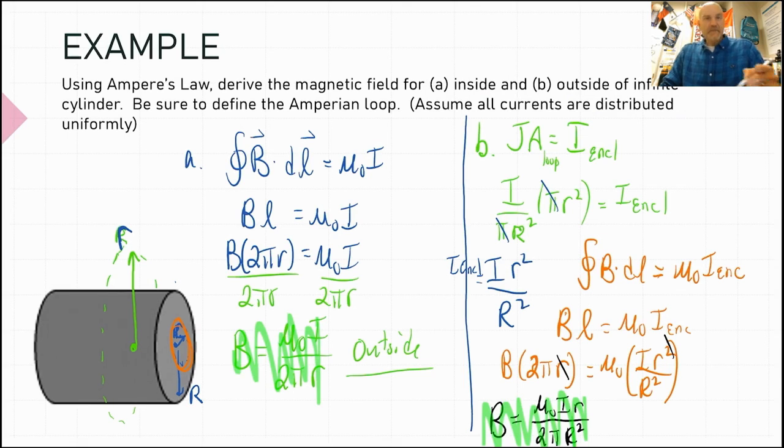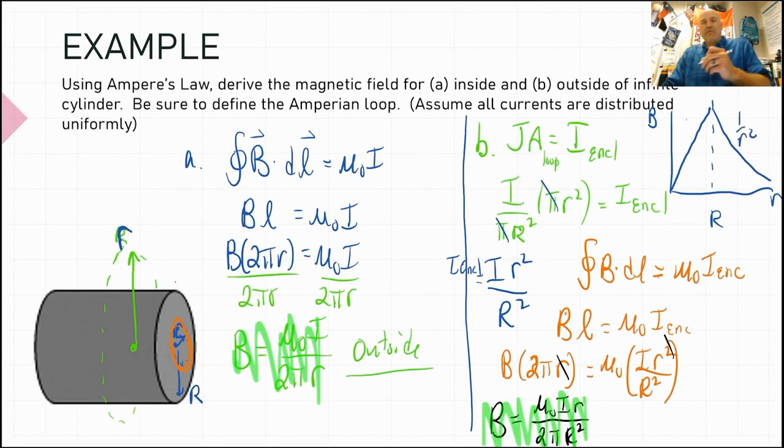Here are our values, sorry, it looks like I scribbled out that one. Something to note is that inside it has a linear dependence on the radius, but outside it has the inverse relationship. So if this is big R, inside it's going to be linear, but outside it's going to have this 1 over r relationship. You have a linear relationship inside and an inverse relationship outside. You probably will want to note that graph.